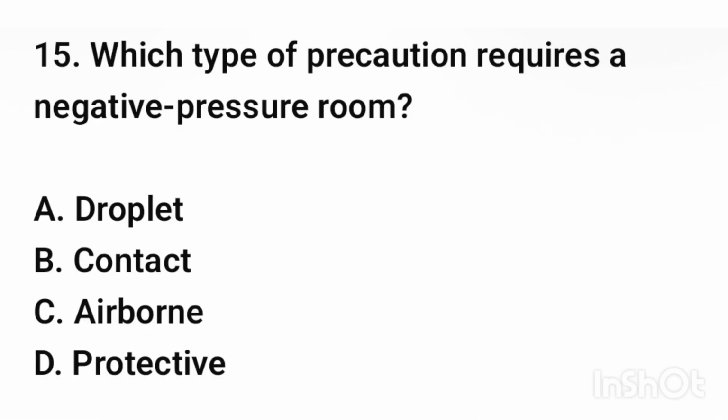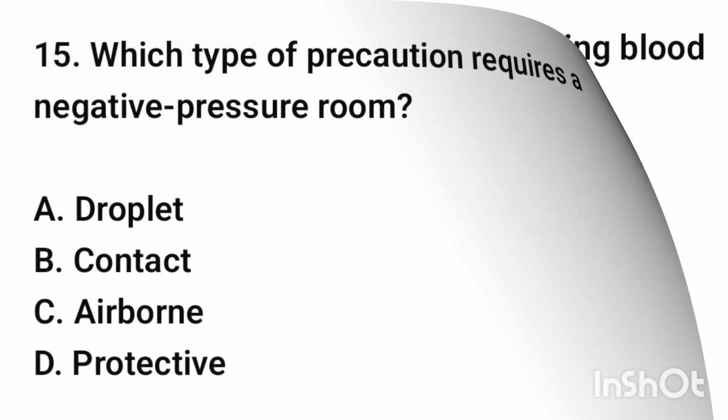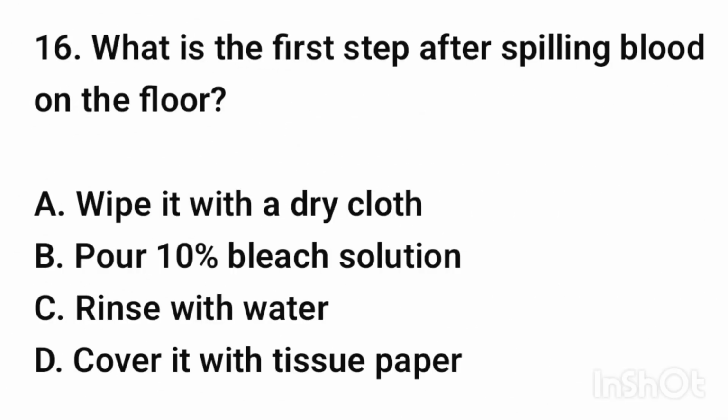Question number 15. What type of precaution requires a negative pressure room? The correct answer is option C, airborne. Question number 16. What is the first step after spilling blood on the floor? The correct answer is option B, pour 10% bleach solution.